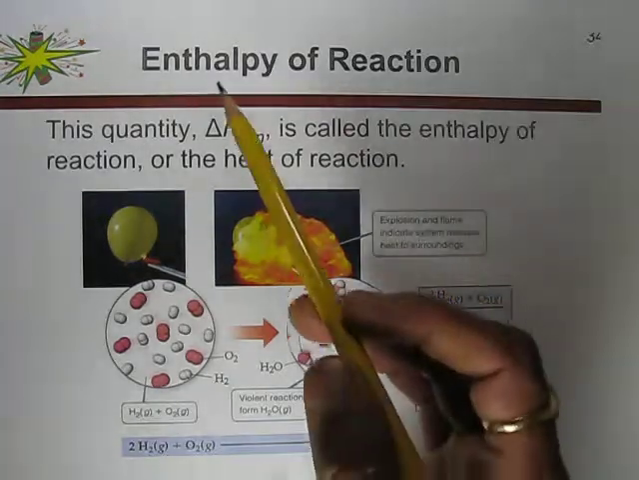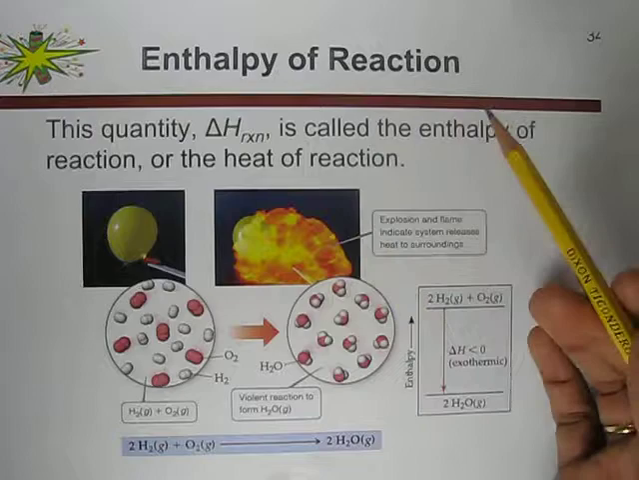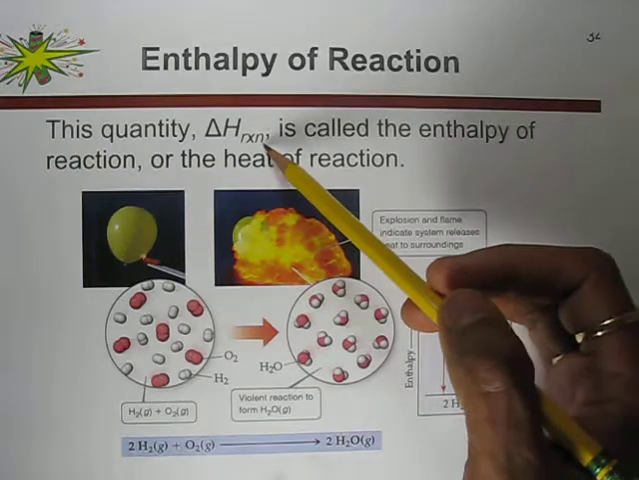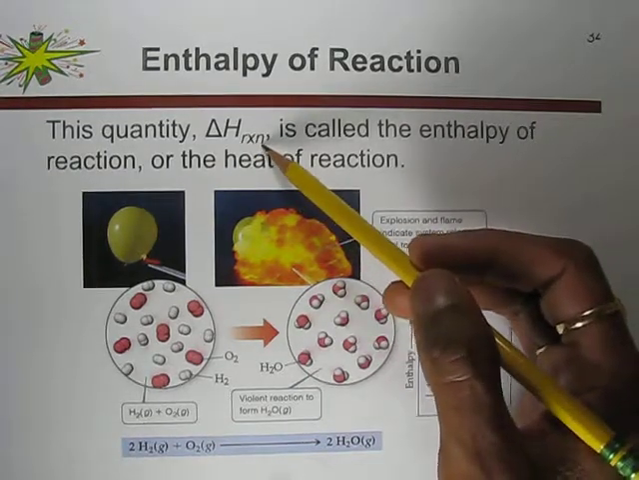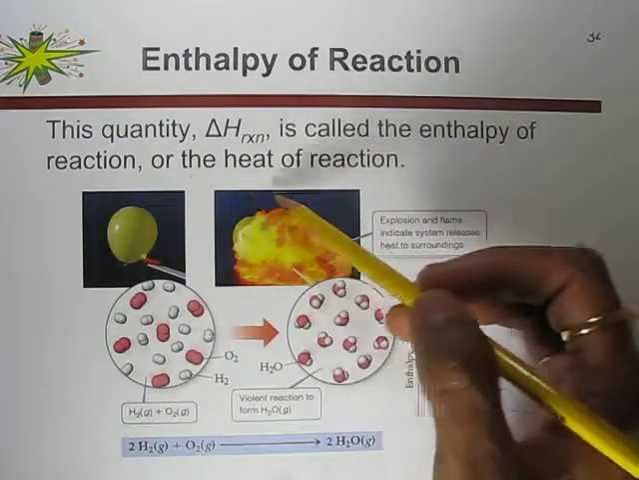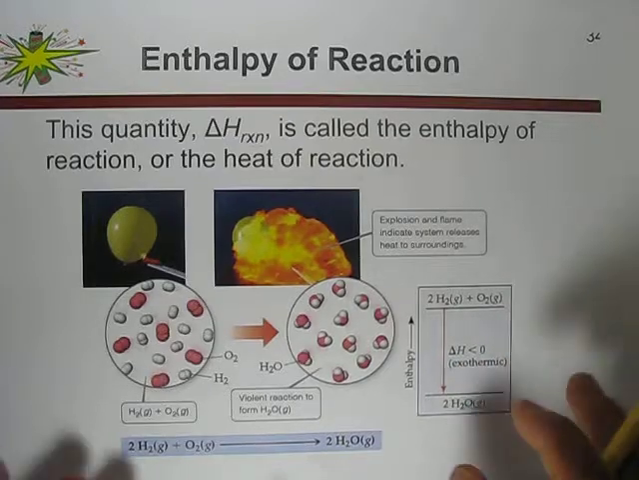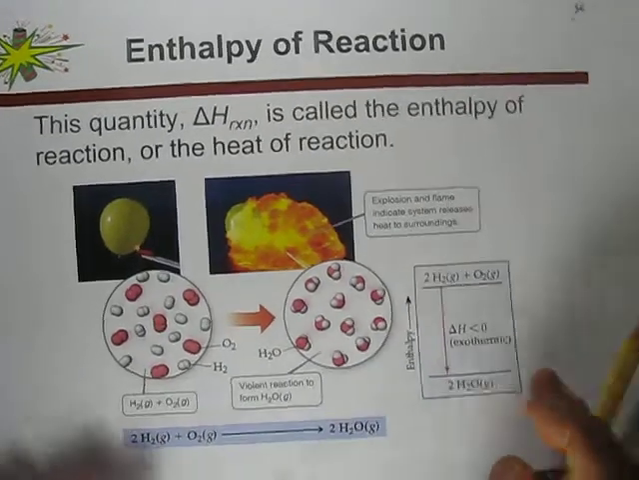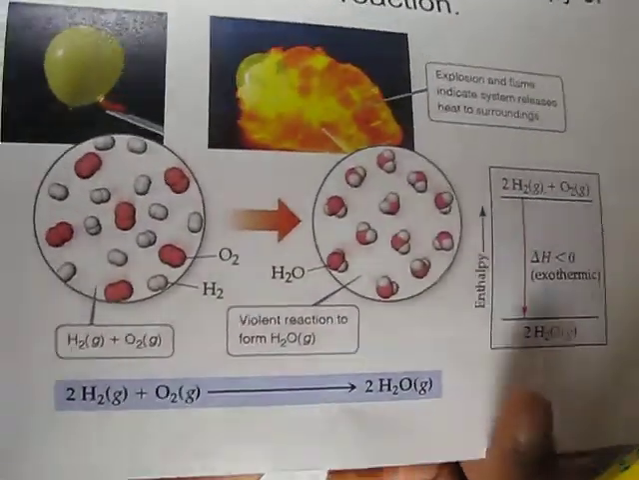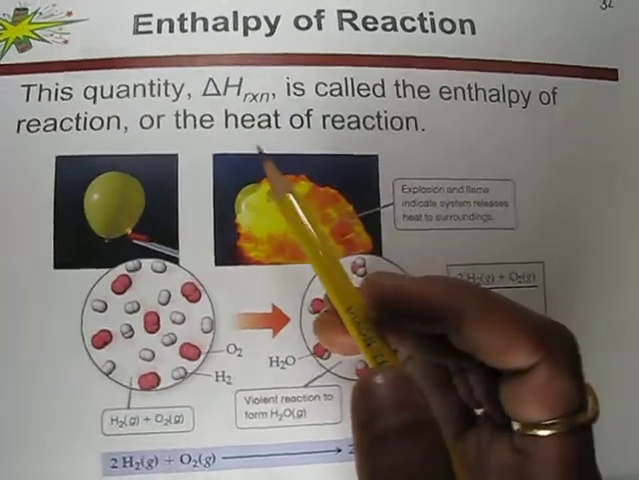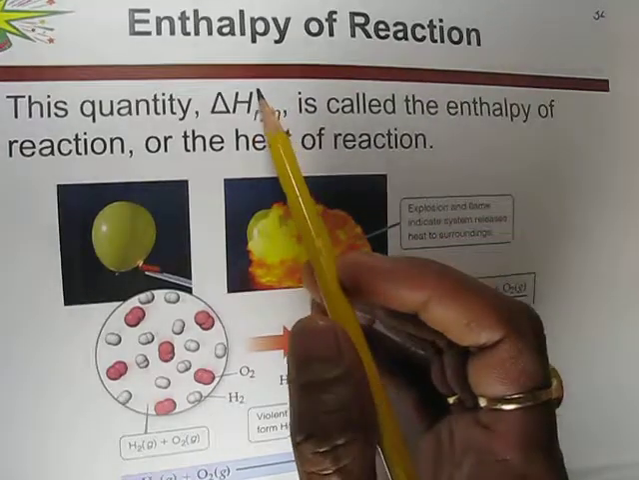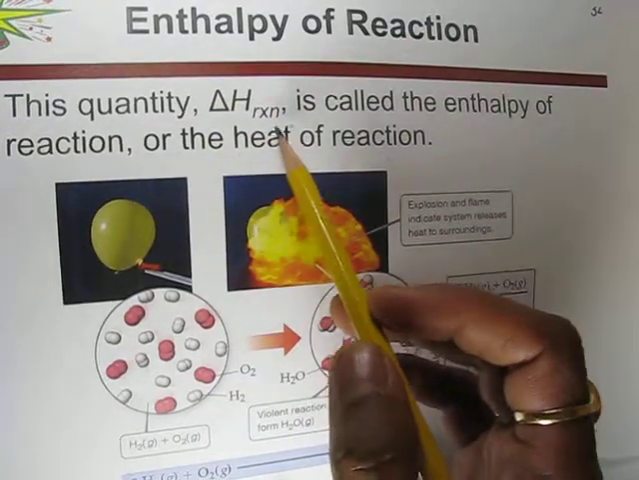So the enthalpy of a reaction, what is the enthalpy of reaction? This quantity, delta H of reaction, with Rx in subscript showing that it is about the reaction, is called the enthalpy of a reaction or heat of the reaction. Whenever we do any chemical reaction, some heat either comes out or is taken in, and that heat is expressed in the form of enthalpy of a reaction, symbolized as delta H of reaction.